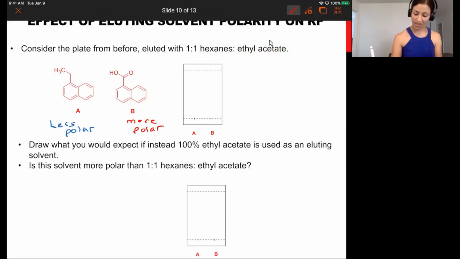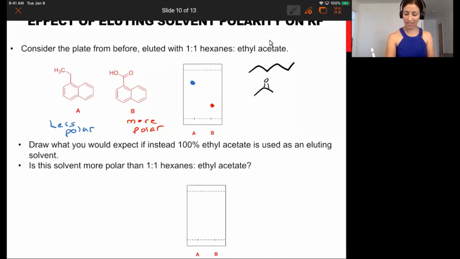And what we decided on the previous slide was that the less polar A would of course travel further, with a higher RF than the more polar B. Okay, so we would expect something like this. Let's say the solvent we were using was a 50-50 mixture of hexanes and ethyl acetate.